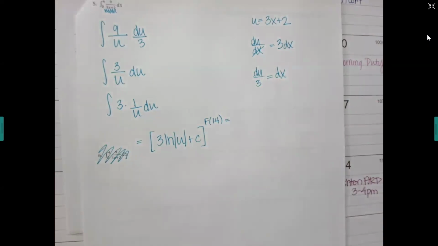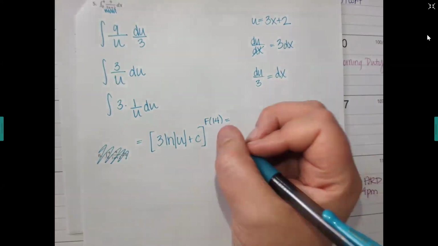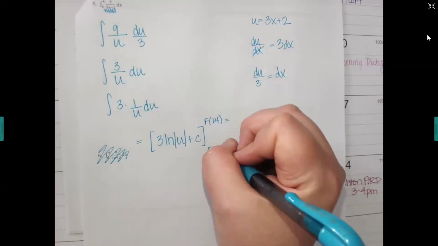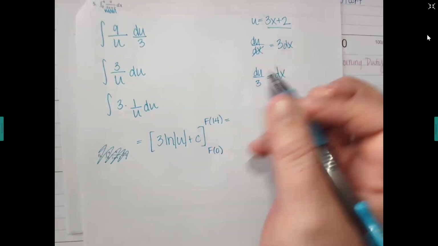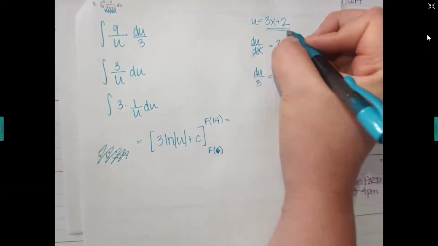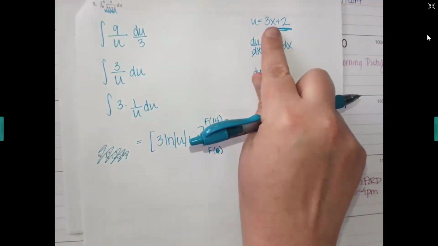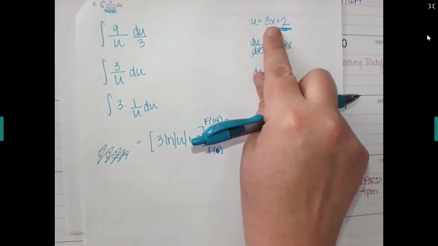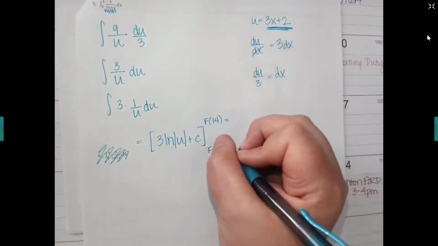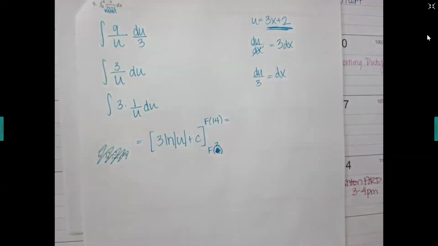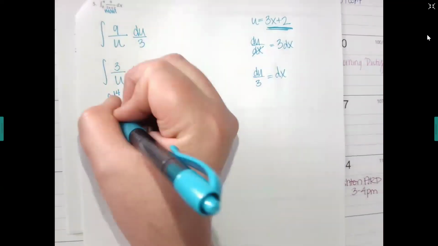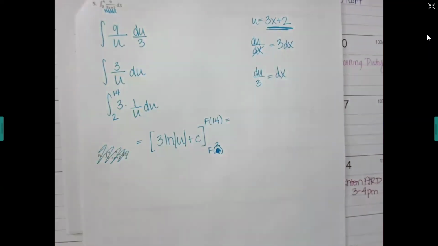On the bottom, what was my original endpoint? It was a 0. Then I'm going to plug it in right here. What's 3 times 0? 0 plus 2. Then this is now a 2. So my new endpoints are a 14 on top and a 2 on bottom. But if you change your endpoints, you never have to go back to x. Okay, let's plug them in.